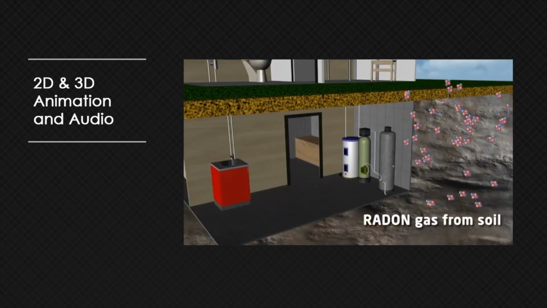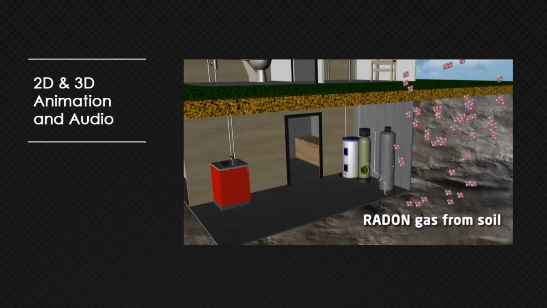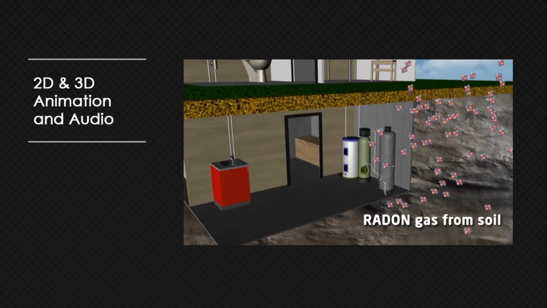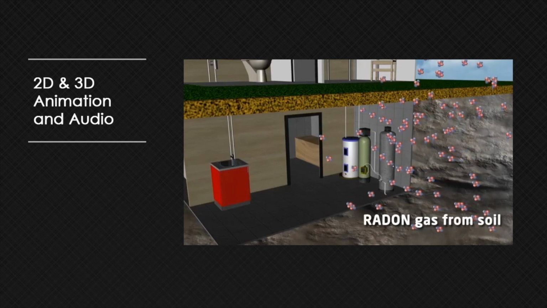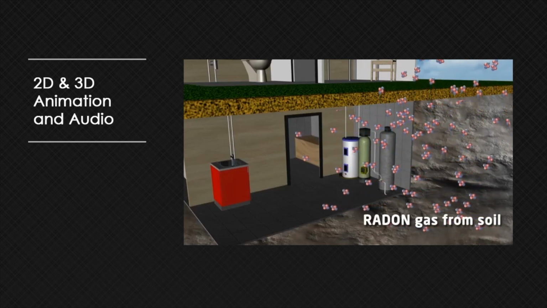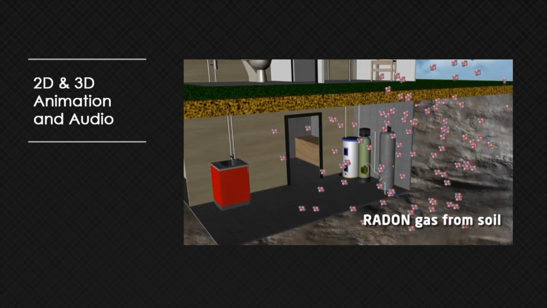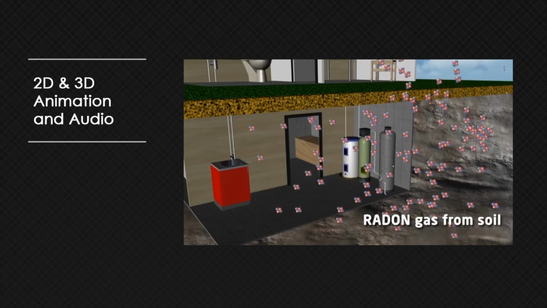Radon is a radioactive gas which emits alpha particles. It comes from the natural decay of uranium that is found in nearly all soils. It typically moves up through the ground to the air above and into your home through cracks and other holes in the foundation.